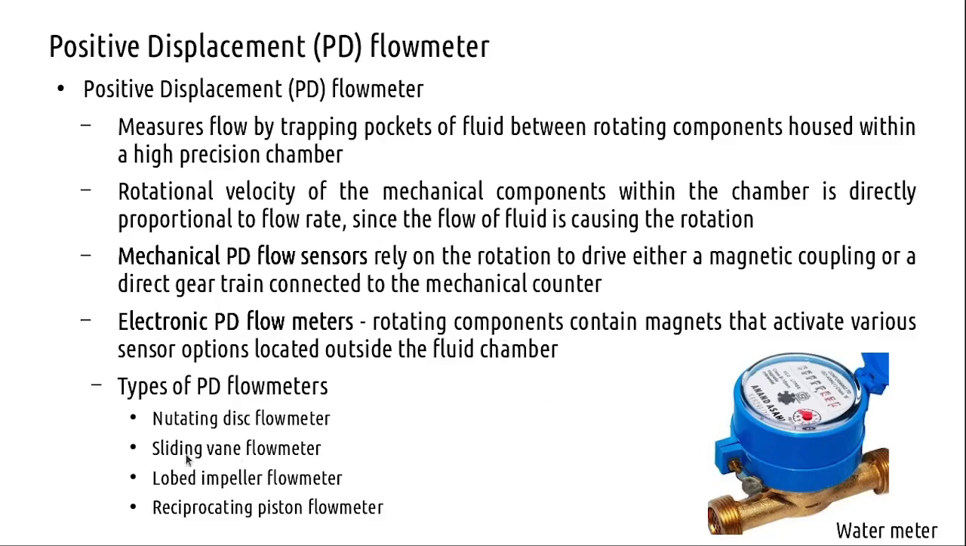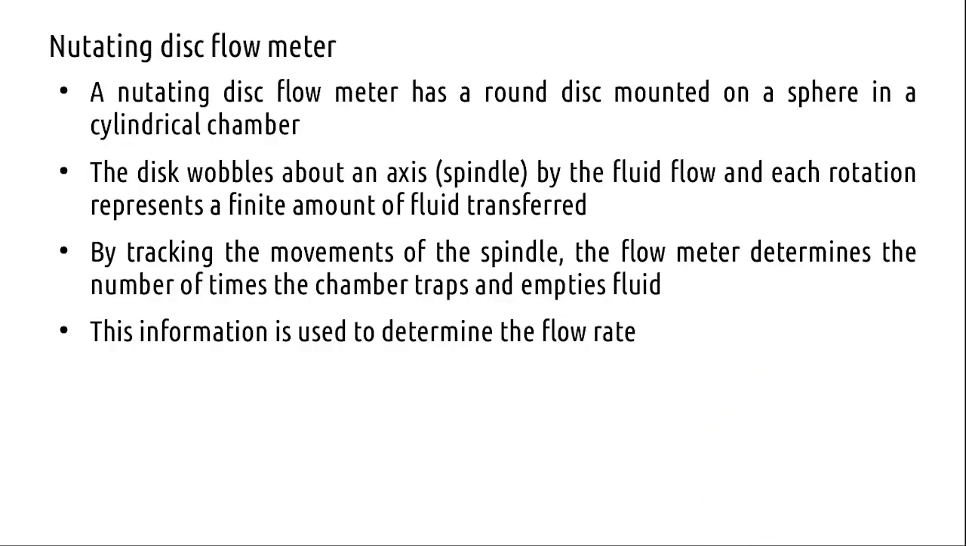And this nutating disk type of flow meter we will see. Basically you could use a variety of things, Hall effect sensors or anything, to convert this mechanical type of flow meter to an electronic type of flow meter. That means you can put magnets on the rotating mechanical component, and then that is going to be a Hall effect sensor. So a variety of options are there to get an electronic output from a mechanical positive displacement type of flow meter. Okay, so the first one is a nutating disk flow meter.